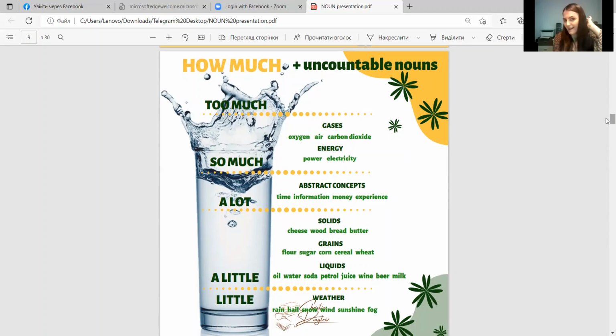And you have to remember, when you use uncountable nouns in questions or in other sentences, or actually here we have the question, you will always use the words how much. How much water have you got? Or how much time do you need? How much cheese would you like to eat? Or something like that. And instead of how much, you can use other words with uncountable nouns, only uncountable nouns.